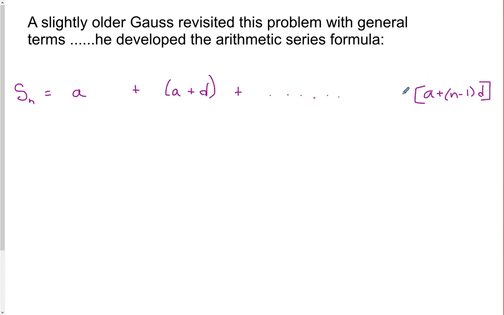So that would be the last term that you're adding up. The one before it would look really similar, but it would have one less d added on. So we're going to write that as n minus 2. So there's one less d.